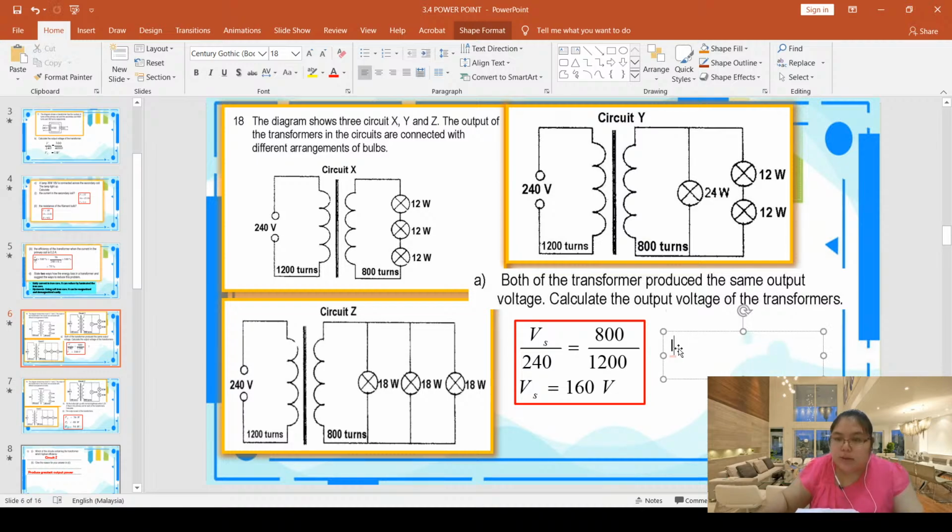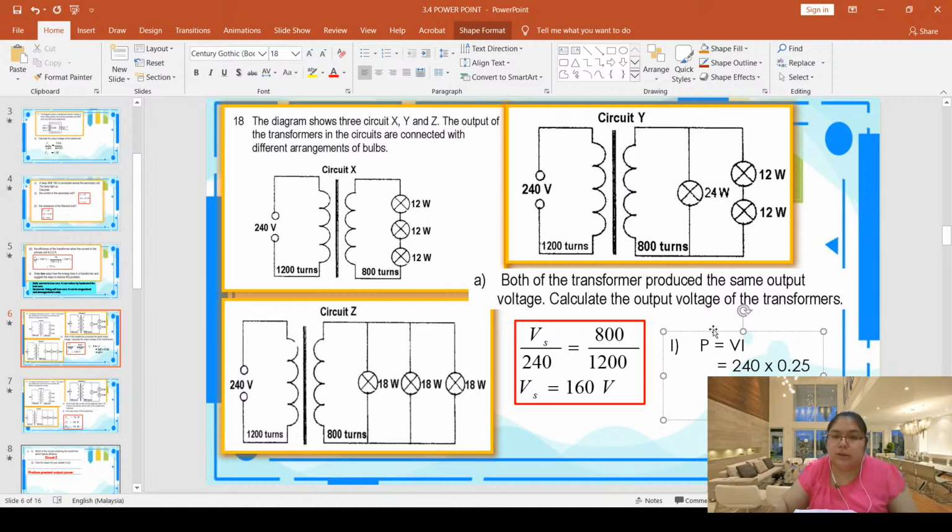Okay, let's see how to find the power. P equals VI, is it? We just type VI. Okay, we need to find out the answer. So V is how many? 240. Then the current, just now they mentioned, is 0.25. So the final answer for the power is 60 watt. So this one is the answer for question B1.